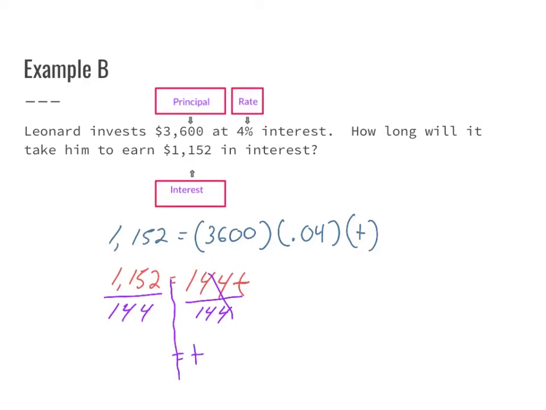Then I can use my calculator to divide 1,152 divided by 144, and that's going to give me 8. So t equals 8, but since this is a word problem, I need a word answer, so my answer is 8 years. And again, circle my answer. I remember I have to write my answer in years because my formula gives me time as years. So let's go ahead and take a look at the next example.